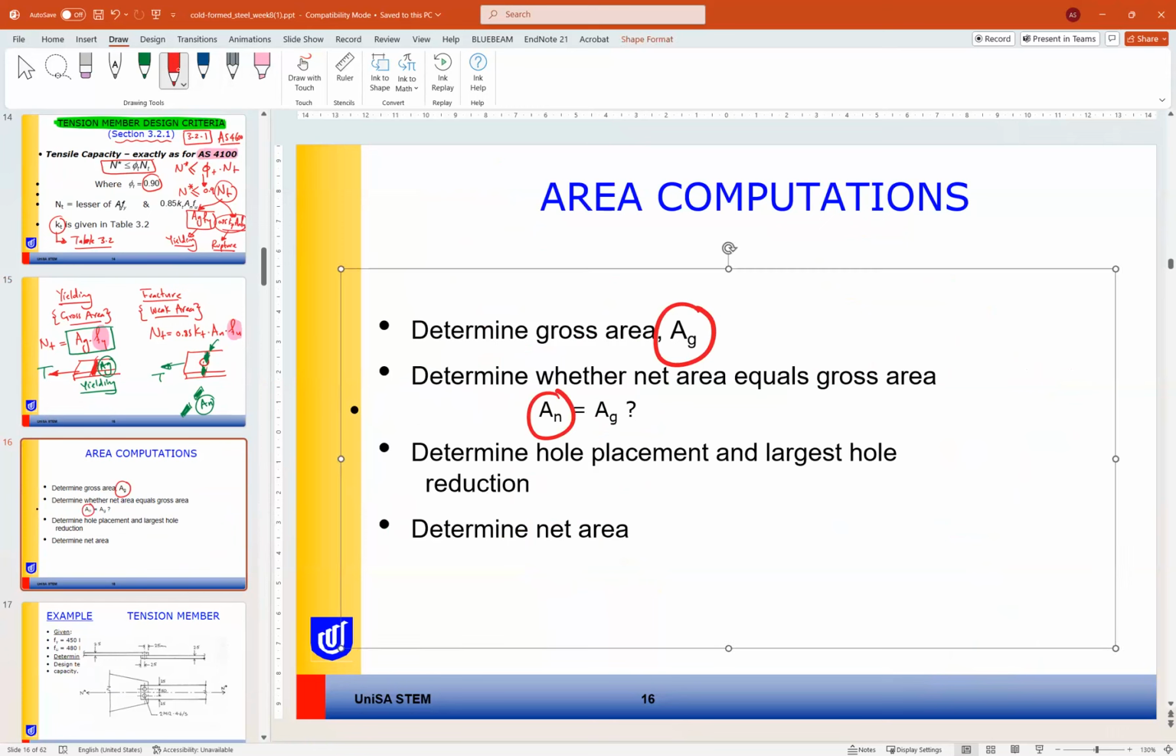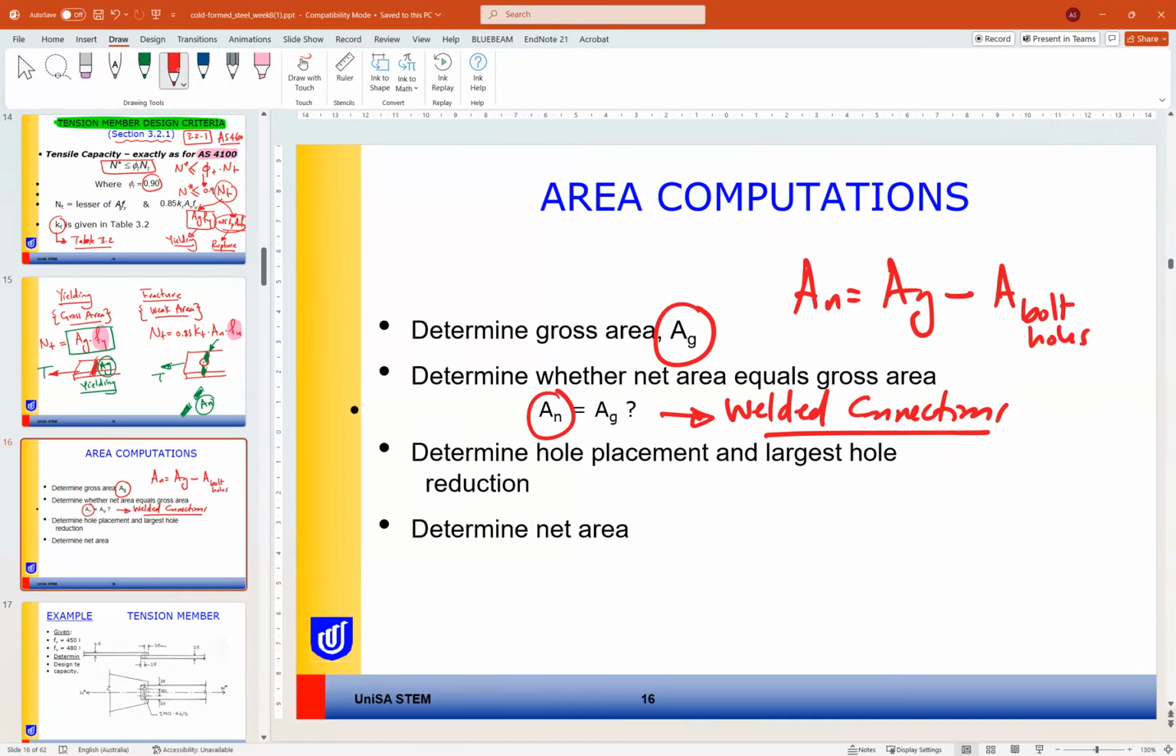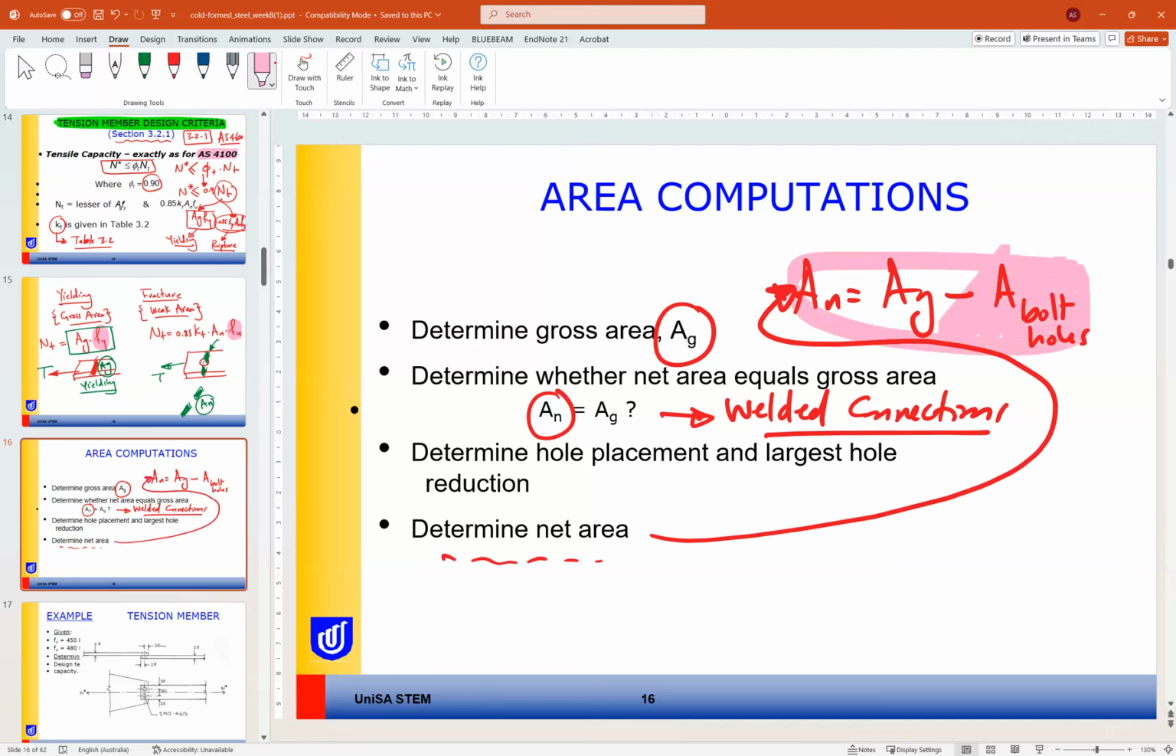Usually area net equals area gross only if we have a welded connection. If we have bolted connections, we need to find area net equal to area gross minus the area of the bolt holes, right? Then you can find area net and area gross. So area net using this formula here. If we find the hole placement and the largest hole size, we can find area net. Okay, so let's have a quick example on that.